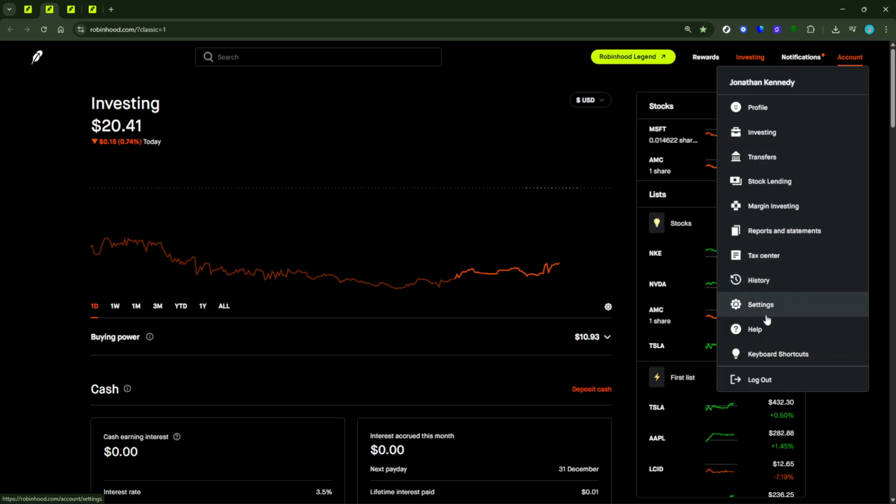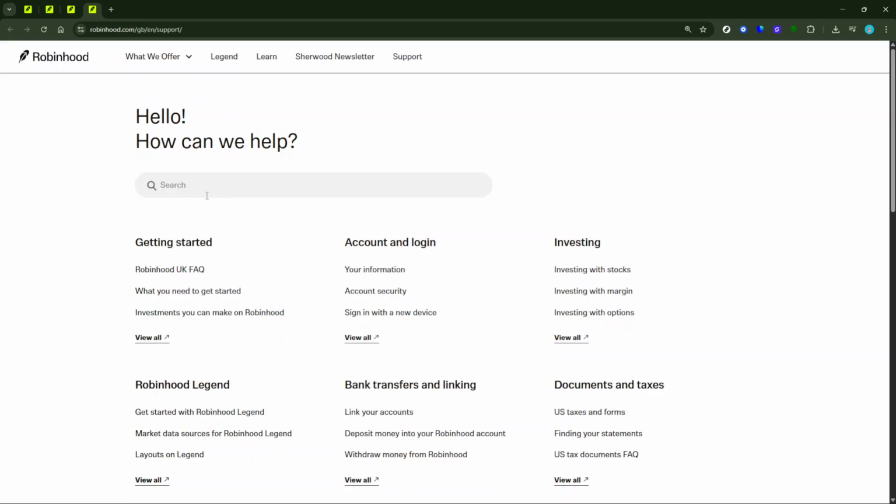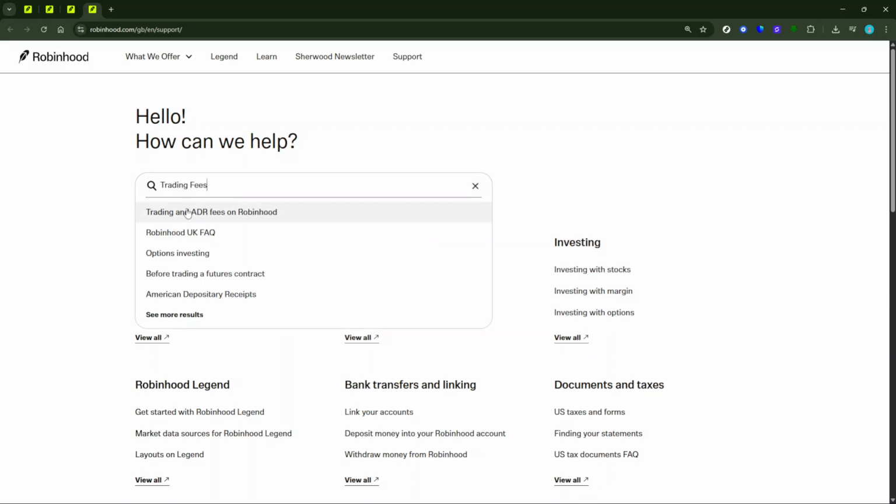After clicking on Account, you're going to want to select the Help Center. The Help Center is where Robinhood stores answers to most common questions, as well as detailed guides about their services, including their fee structure. Now, in the Help Center, look for the search bar. Go ahead and type in fees. This will bring up several articles related to fees, but the one you want is titled Trading Fees on Robinhood. Click on this article to open it up.